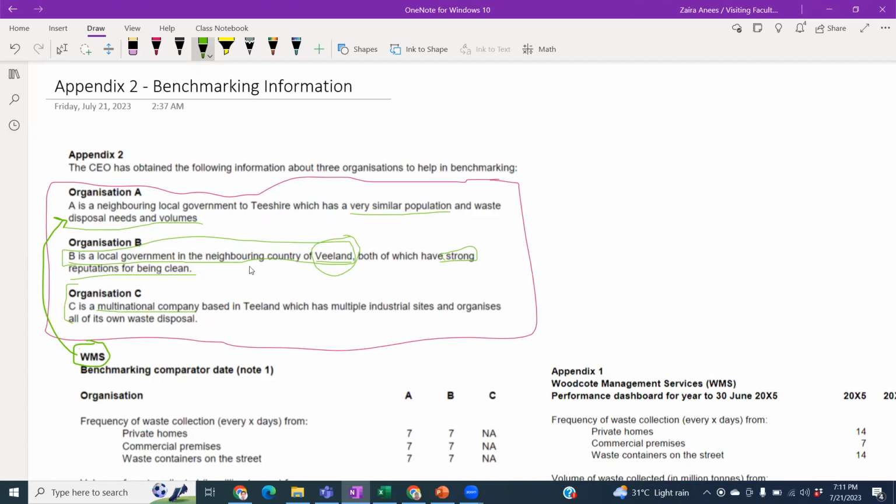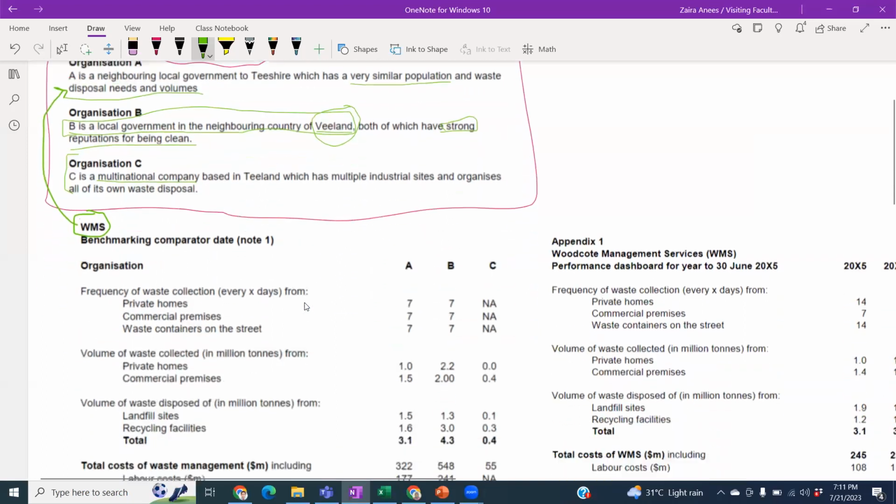Because this information is given here because there can be some students who try to benchmark the performance of WMS with all. So you're not supposed to benchmark the performance with all. You have to write a paragraph regarding with whom you can benchmark and with whom you cannot benchmark your activities. Right? So this is also something which is important.